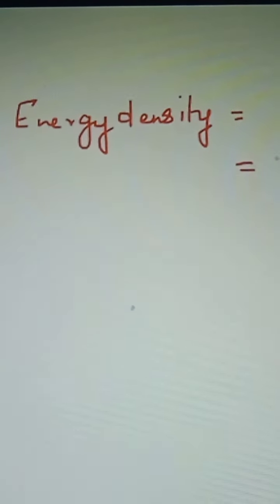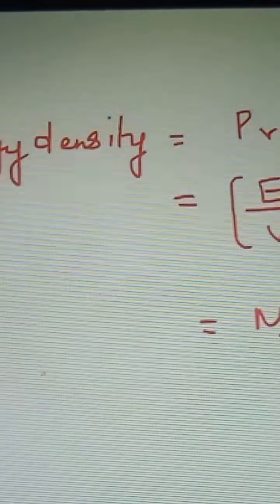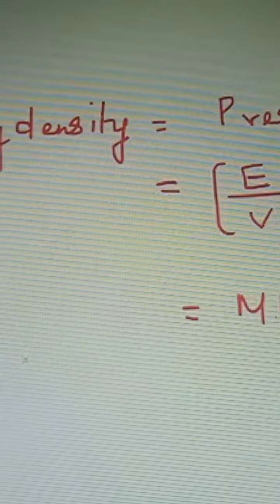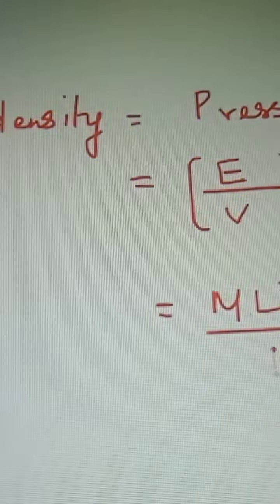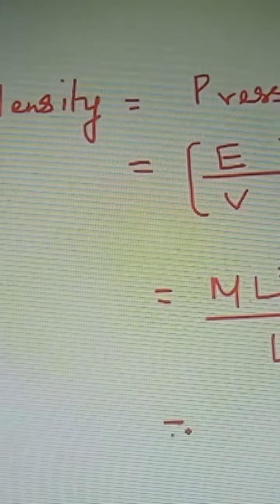പക്ഷേ നമുക്കറിയാം എനർജി ഡെൻസിറ്റി മീനിങ് ഈസ് വാട്ട് ദ എനർജി പെർ യൂണിറ്റ് വോളിയം. Energy is what? So you know the dimension as ML square T raised to minus 2 by volume as L cube. So we get the answer.